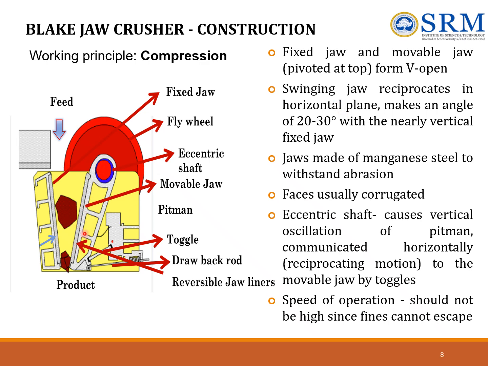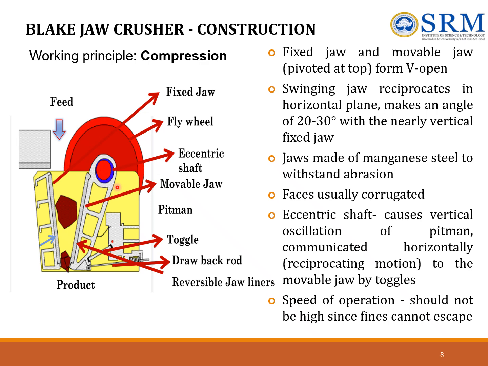The swinging jaw reciprocates in a horizontal plane and makes an angle of 20 to 30 degrees with the vertical fixed jaw. They are made of manganese steel to withstand abrasion. The faces are all rough so that it helps in crushing the particles.